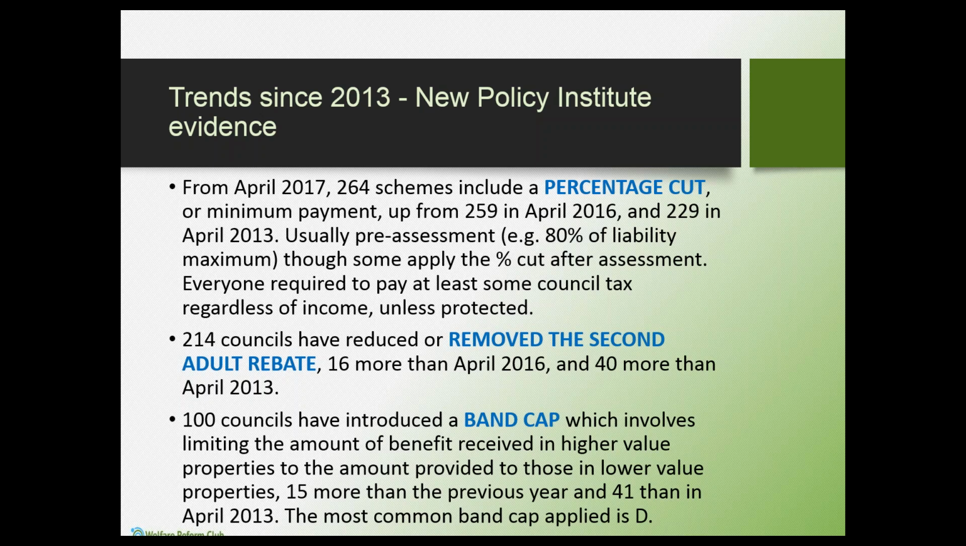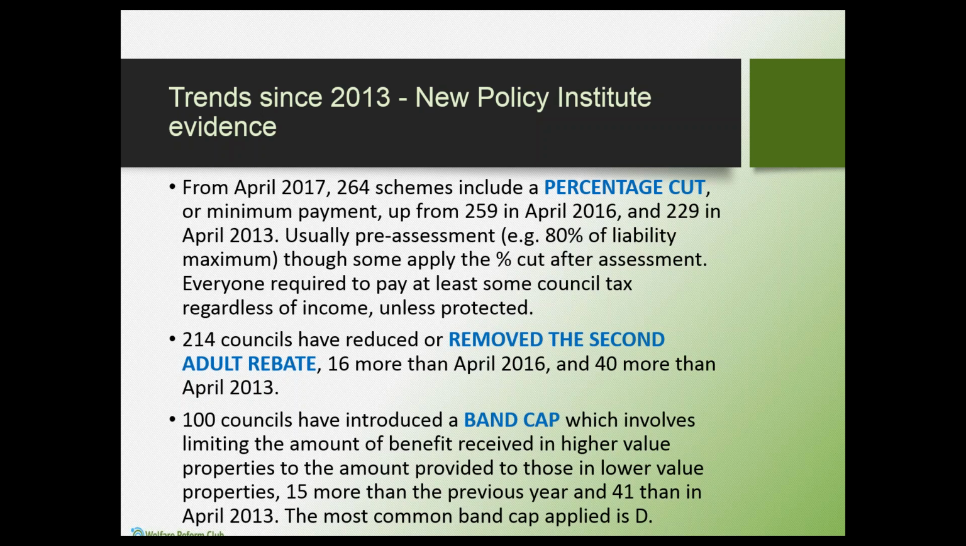They do tend to be a bit worried about the range of schemes in different areas, sort of postcode lottery type worries, which personally I don't think is that warranted. But anyway, that's their stance on this. But nevertheless, there is a fantastic range of information available. What it shows is that since 2013, 264 of those 326 authorities have included some form of percentage cut or minimum payment.